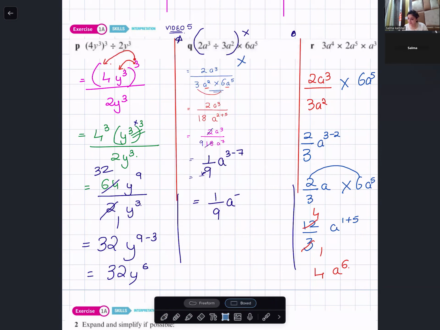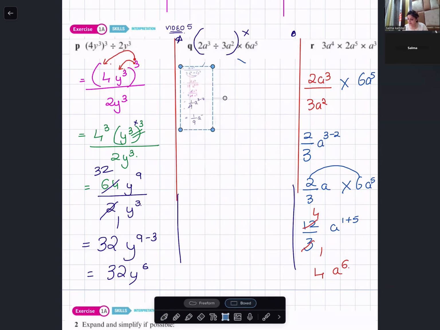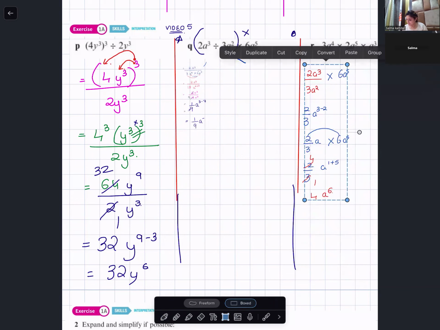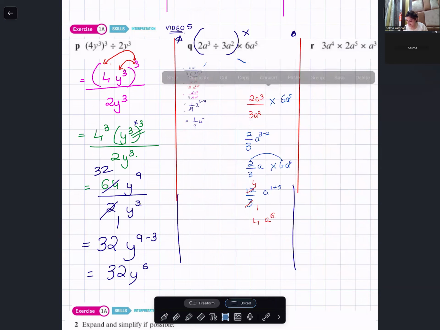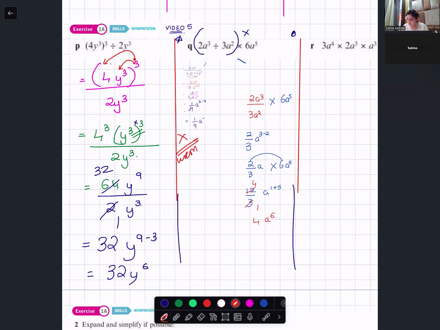This is the general mistake that students normally make. It was very important for you to realize that this is a mistake that you make and it is wrong. You need to identify and break the brackets.